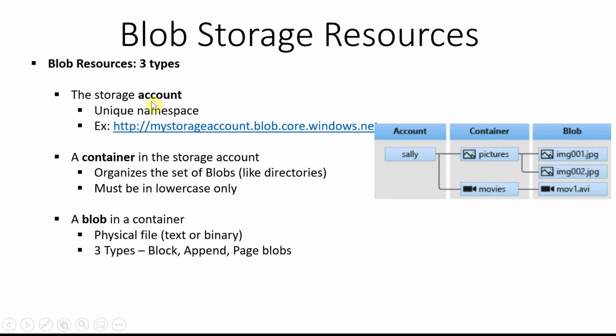And this account will be something unique. It is indirectly using blob.core.windows.net as a DNS name. So this is my storage account here, which is your namespace. This namespace should be unique. So if something is already taken, you can't use the same one.